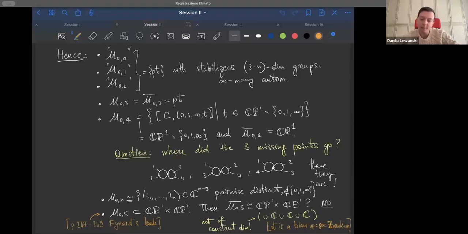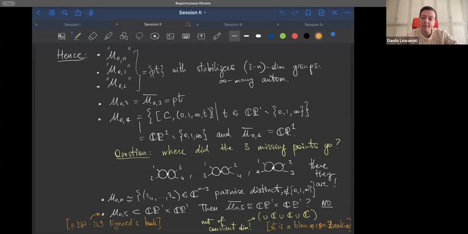If we take the formula for the dimension, that is 3g minus 3 plus n, okay? So the genus is 0, so you get 0 minus 3 plus 4. 4 minus 3 is 1, and CP1 has dimension 1, so we're golden. The dimension matches.